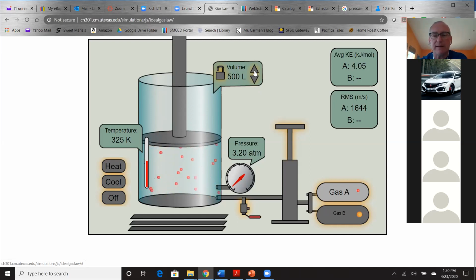So then I write in my notes: at 325 K, 500 liters, 3.2 atmospheres of pressure. Then I heat it up a little bit. You could also make a note of the speed, 1,644 meters per second.